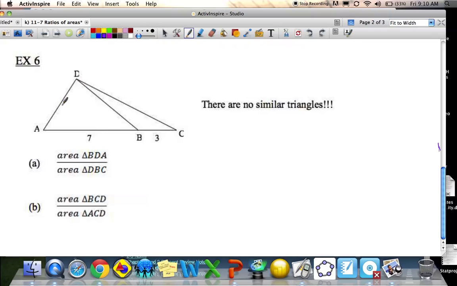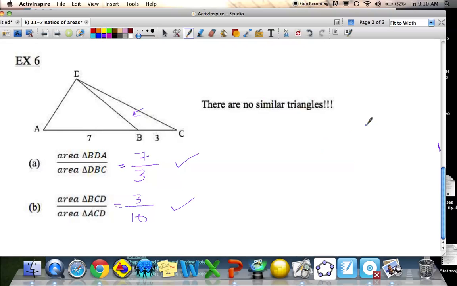Notice that there are no similar triangles, but they give you these BDA and DBC. They both have the same height. So the ratio of their areas is the ratio of their bases. BDA has a base of 7 and DBC has 3. So that's done. How about BCD, which is over here, and ACD, which is the whole triangle? They also have congruent heights. BCD has a base of 3. Triangle ACD has a base of the whole bottom here, and that's 10.